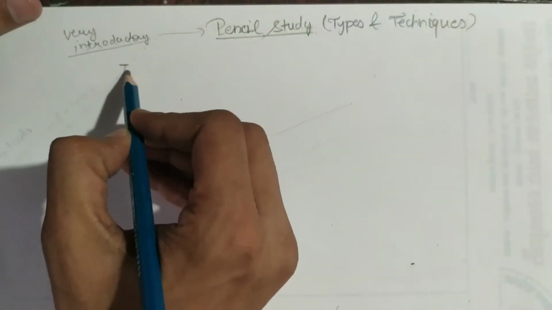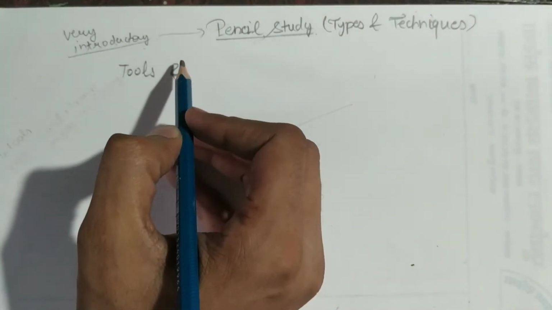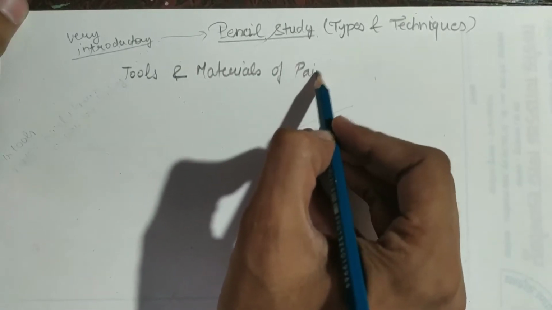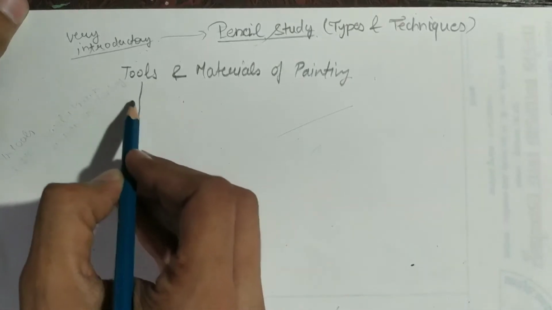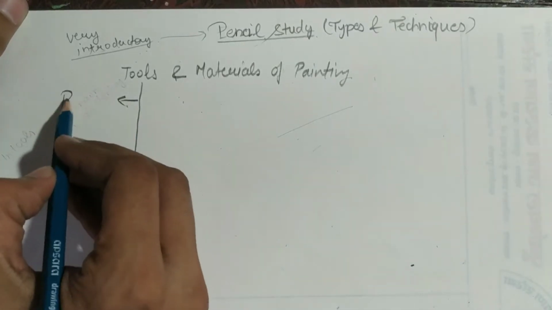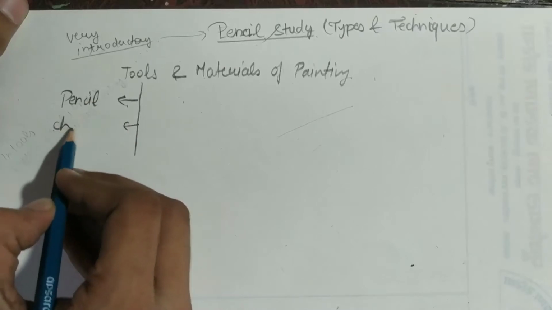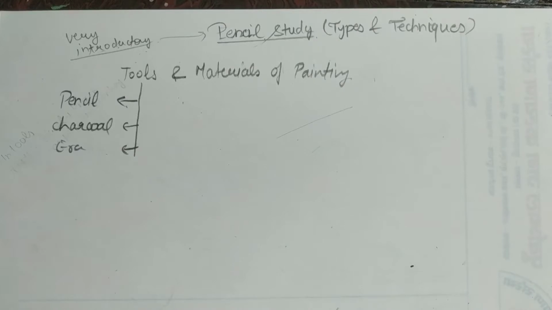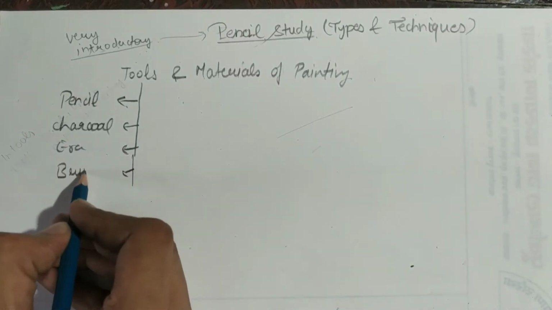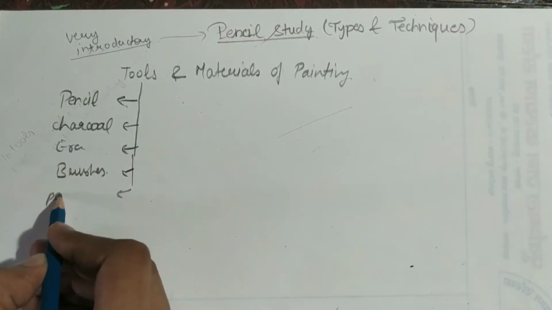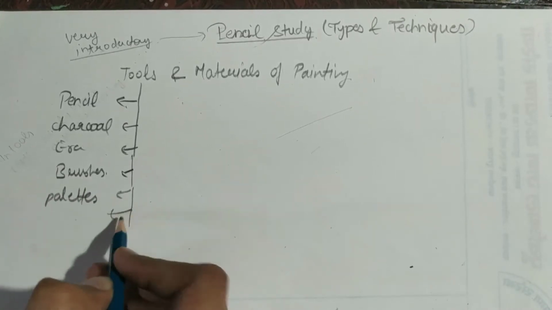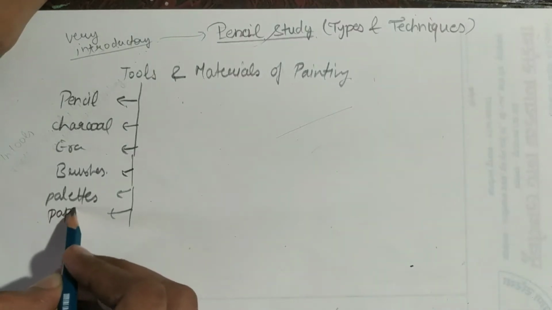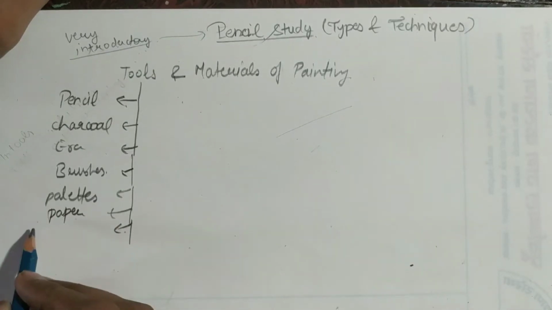The tools and materials of painting. Okay, so we are having different tools like pencil, clear, charcoal is also a tool of painting, eraser, sharpener, brushes, very important. Here palette, and last you can take paper also as a tool, and we can consider drawing board also.